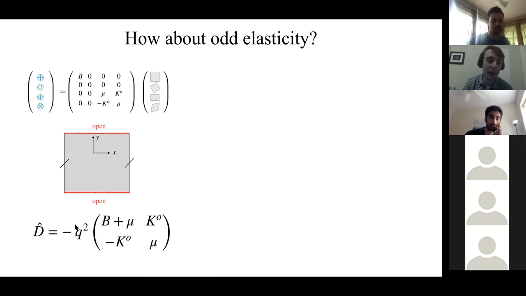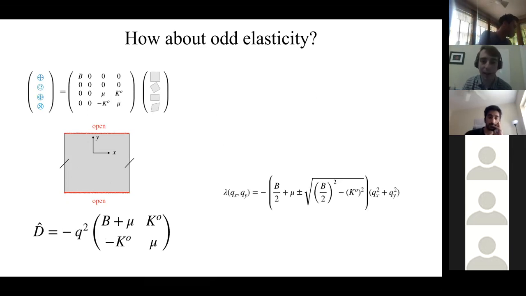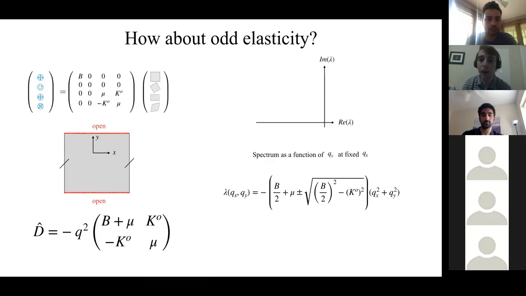And my dynamical matrix looks like this. I can compute the eigenvalues. And I'm going to resolve it in terms of a Qx and a Qy. And let's look at a few cases. So if K naught is 0, we know that this thing is Hermitian, so the spectrum lies on the real line.